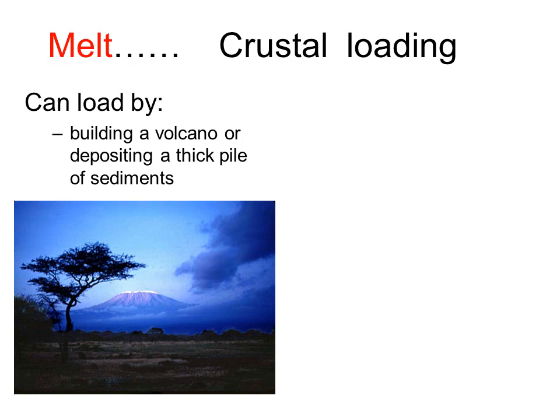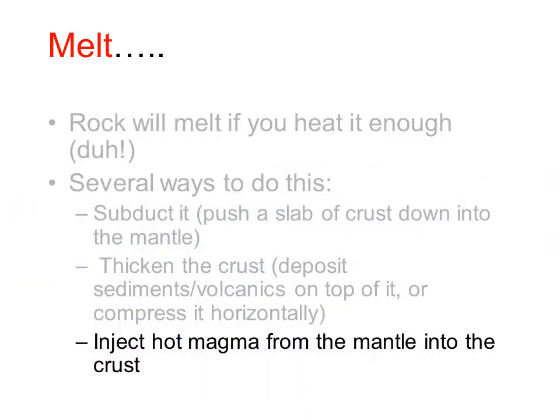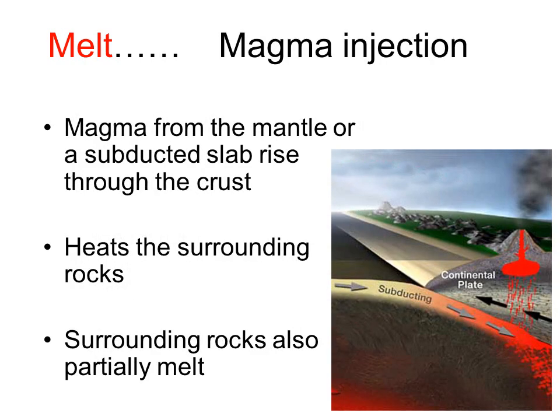The second way to thicken the crust, as you can see on the diagram on the right, is to compress it horizontally, so that thrust faults form, allowing one part of the crust to be pushed on top of another. The last way to melt rocks without either subducting or thickening the crust is to inject hot magma from below. This magma injection usually occurs above a subduction zone, and it's the same principle as melting snow by pouring hot water on it.